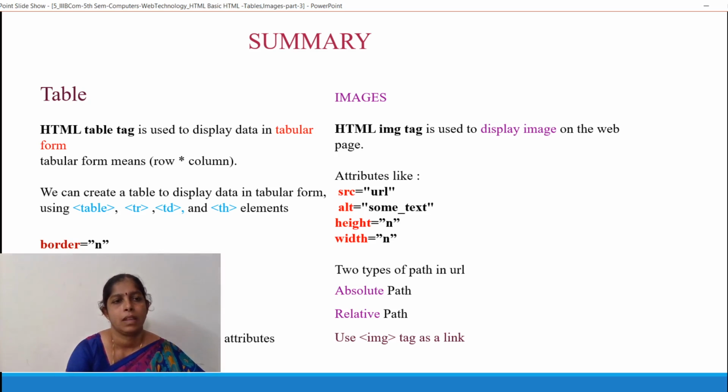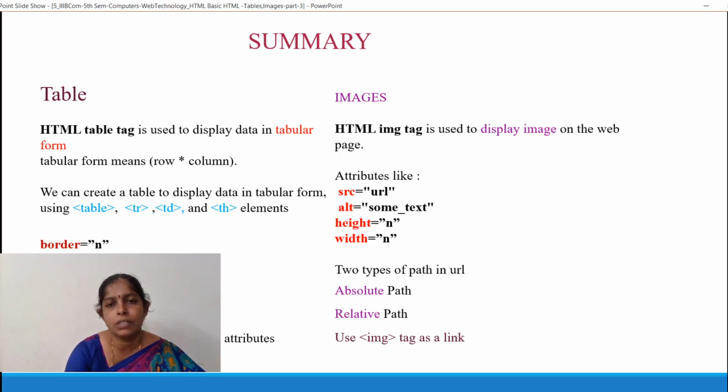Table. A table is used for representing data in tabular form, that is rows and columns. For that we have used the table tag, tr tag, td tag, th tag, and attributes like border, cell padding, cell spacing, height, width. And coming to images, an image is used to display an image on a web page. For this image we have seen attributes like source, alternate, height, width. Source provides the URL of the image. Alternate text is provided if that image is not displayed. Height of the image, width of the image.